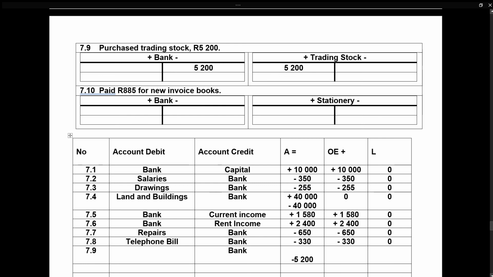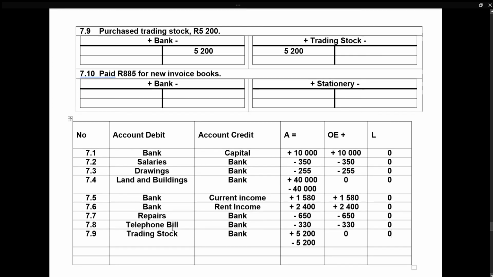There's no reason that I'm writing my minus at the bottom. Technically you can do it the plus side first or the minus first, doesn't matter. Right, and trading stock. Trading stock also being assets, your assets will also increase with the same amount. The net effect will be 0. What I mean by that, 5,200 minus 5,200 will equal 0. So 0 will equal 0 plus 0, and therefore we've done this one correctly. We did not work with owner's equity and we did not work with liabilities.